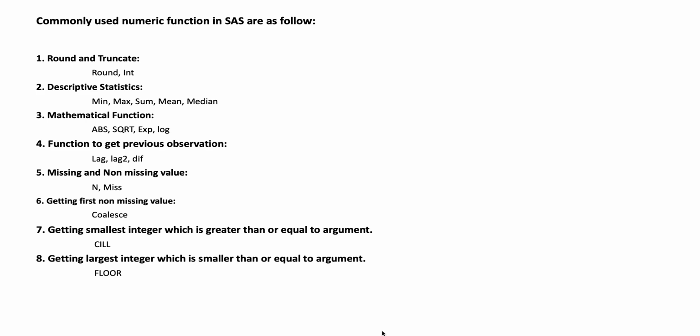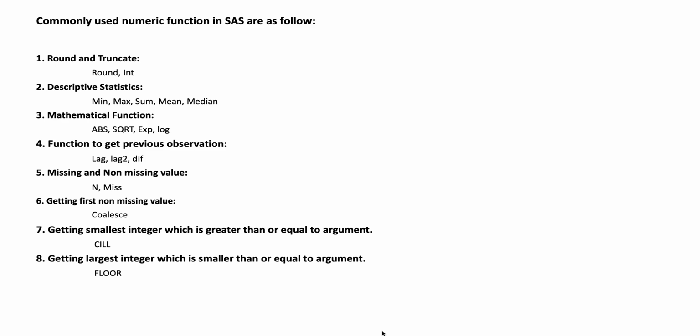The most commonly used numeric functions in SAS are as follows, which are classified into 8 classes. Number 1, round and truncate. We use the ROUND and INT functions. Number 2, descriptive statistics. We use mean, max, sum, min, median. Number 3, mathematical functions. We use ABS, SQRT, EXP, LOG.